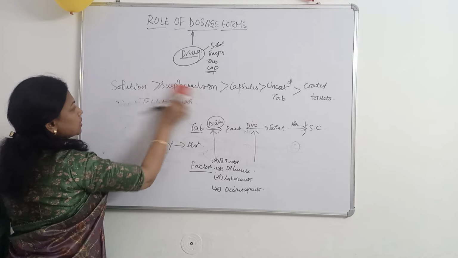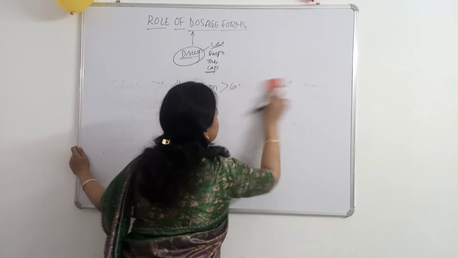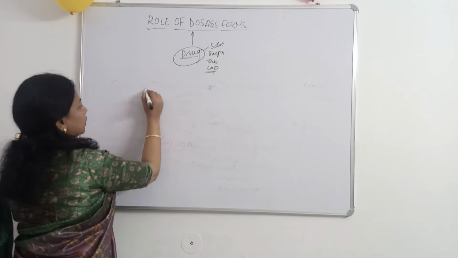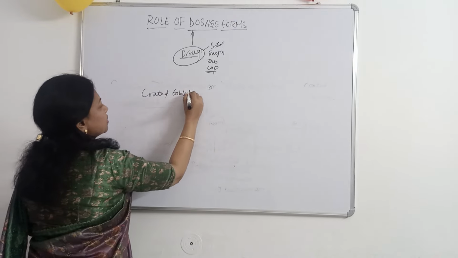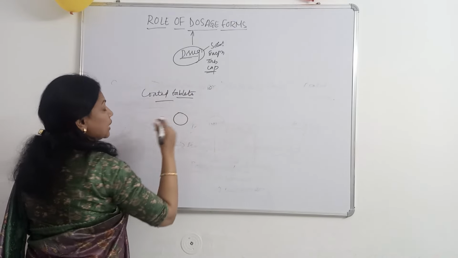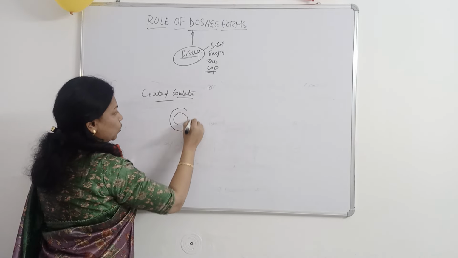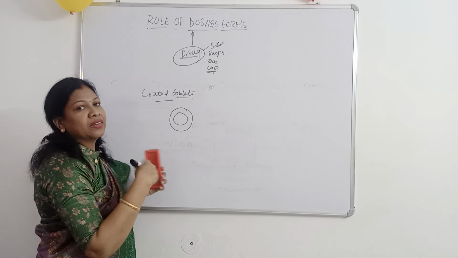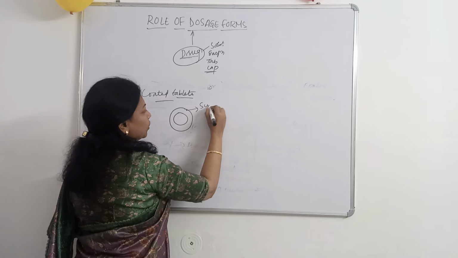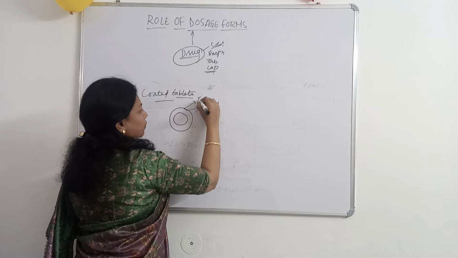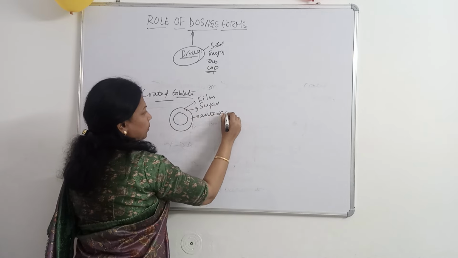Now the last dosage form in the category is the coated tablets, the tablets that are coated. Obviously we have barriers in the tablets. The tablet itself has limited oral bioavailability. When it is coated, we have another barrier to reduce the rate of dissolution. This coating may be sugar coated or film coated, or it may be enteric coated tablets.